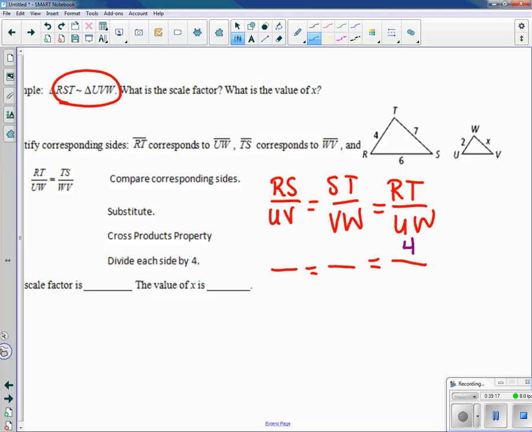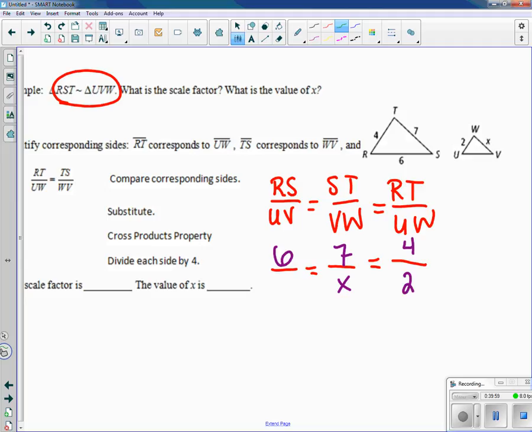Look up here. Don't do it yet. ST is 7. RS is 6. You look up here, UW is 2. WV is X. Everybody with me? That's the side I'm looking for. Now you can see what 2 ratios I need to set up equal to in order to solve this problem. As you see, I do not have another value here.